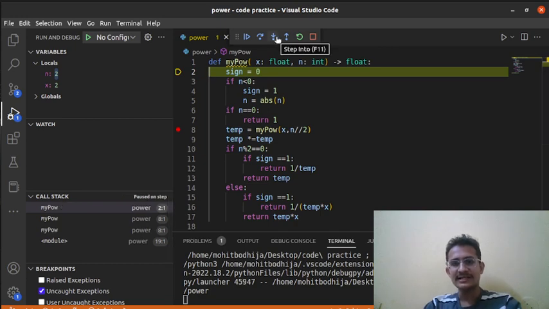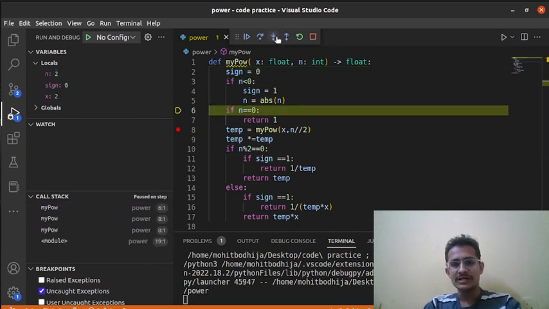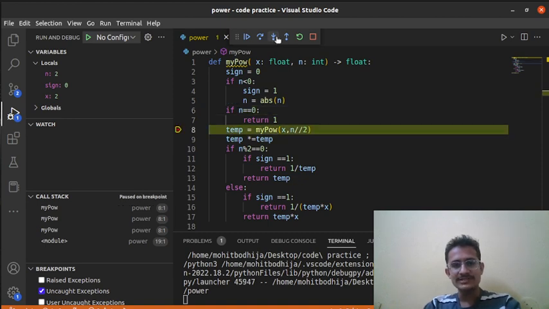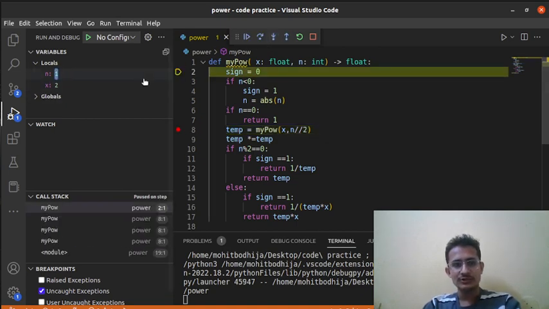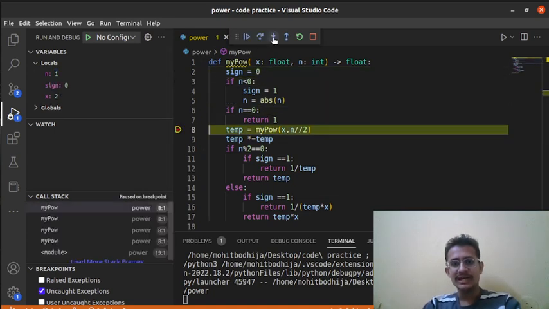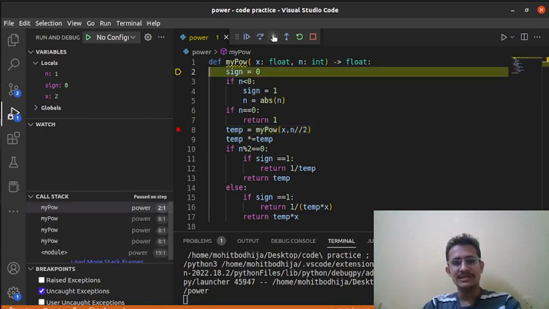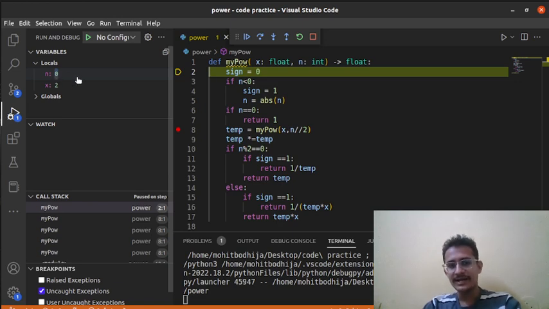Again it will check the condition whether it is positive, n value is not 0. Again we are going to call n by 2. So n value is 2, it will become 1 this time. Again it will check, and again we are going to do n by 2. So 1 by 2 will be 0. This time n has become 0. So this is the terminating condition.